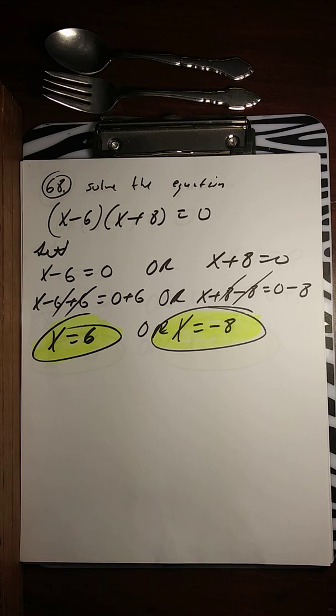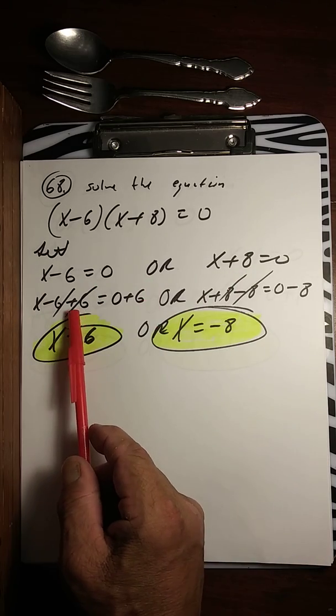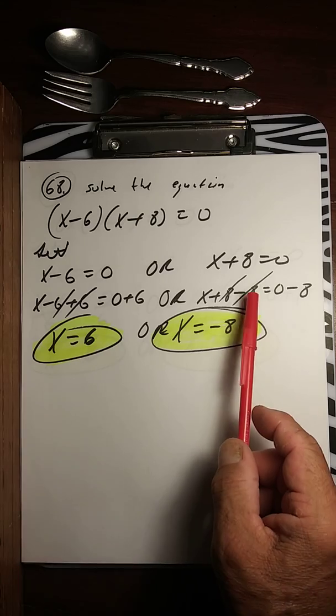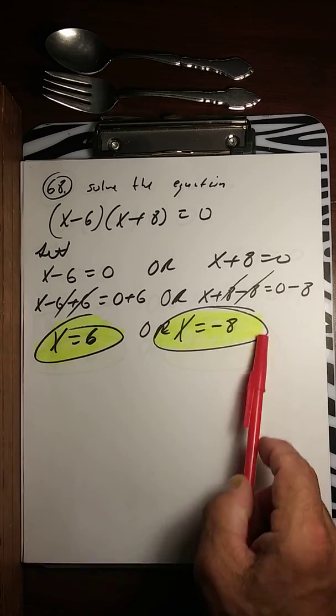Solve the equation. That means you're going to have to set each one equal to 0, okay? X minus 6 equals 0, x plus 8 equals 0. Plus 6, plus 6, x equals 6. And minus 8, minus 8, so x equals negative 8. So 6 and negative 8.